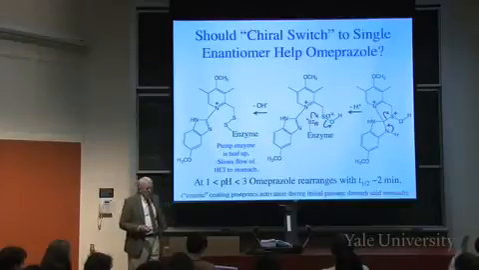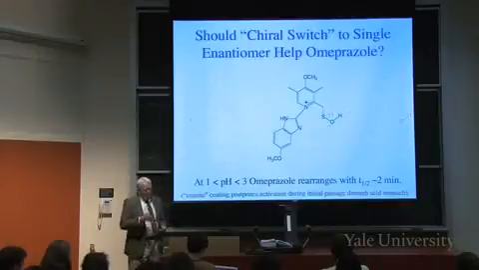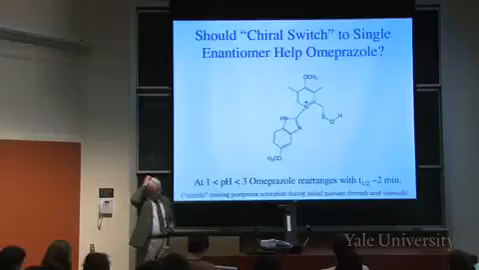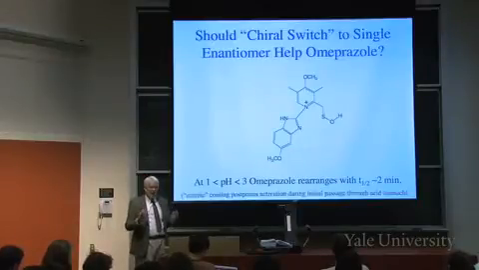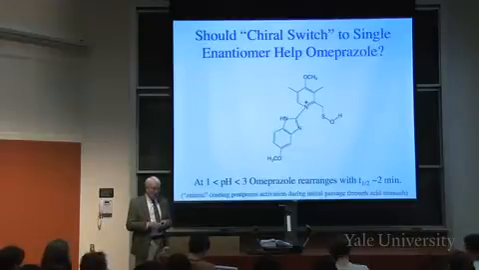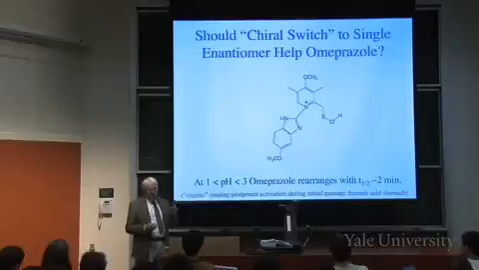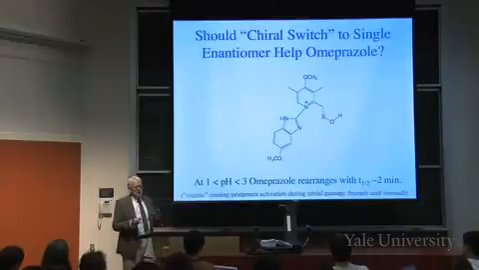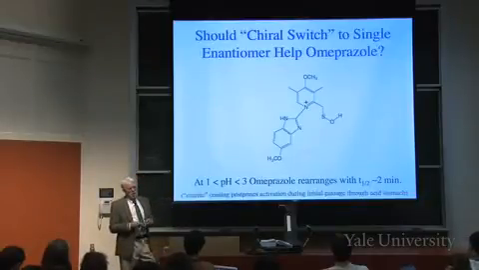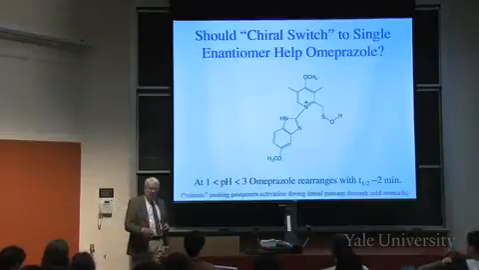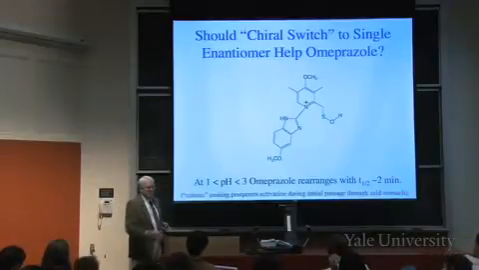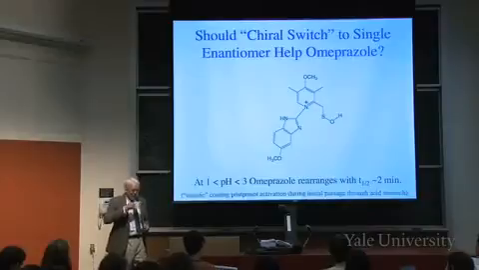So that's the idea. Okay, now, should we chiral switch to a single enantiomer? Omeprazole, Prilosec, is a racemate. It's a 50-50 mixture of the enantiomers. Enantiomers, remember, it's sulfur, not carbon. Now, if you go to a single enantiomer, will the drug be twice as good, or at least better? Can anybody see a problem that you would have?